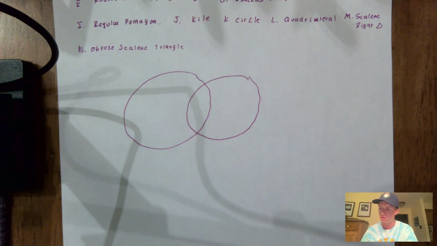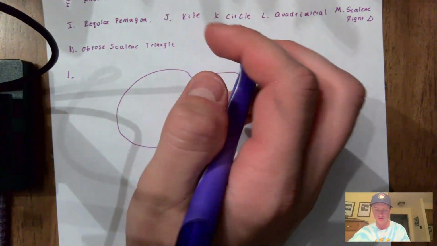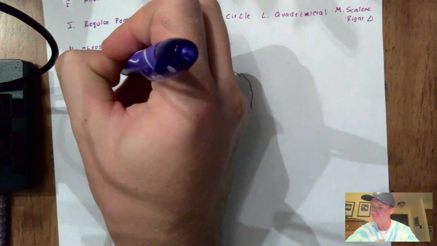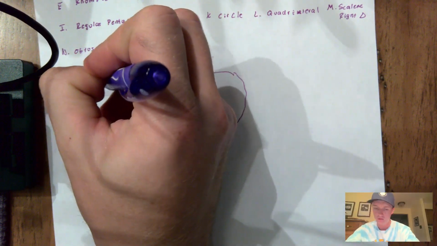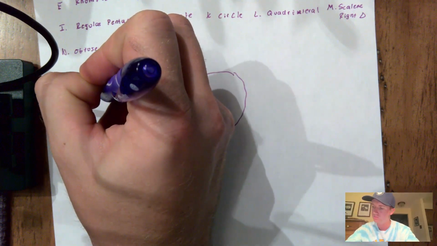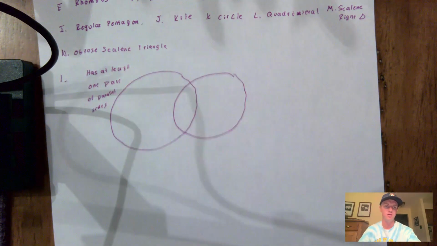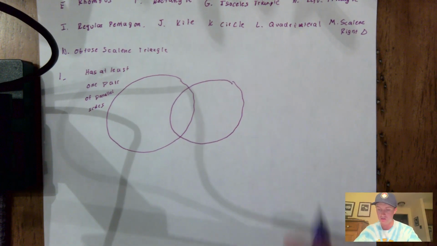So the classification for problem number 1: the one on the left, we're going to write, has at least one pair of parallel sides. That's going to be the one on the left. The other one is going to have at least 2 sides of equal length.